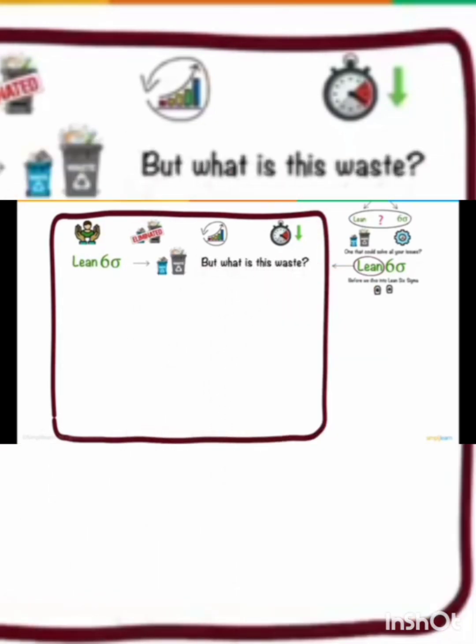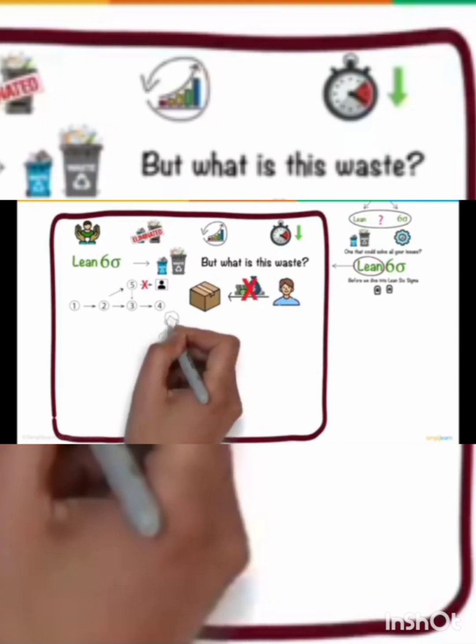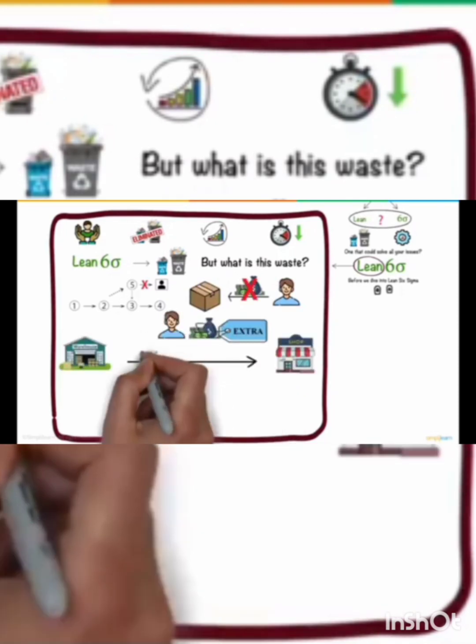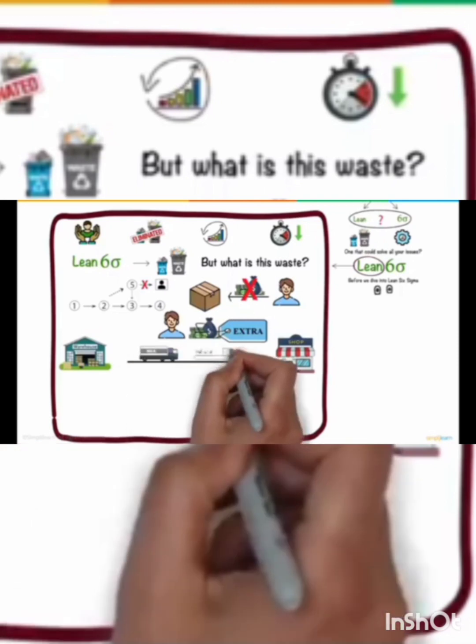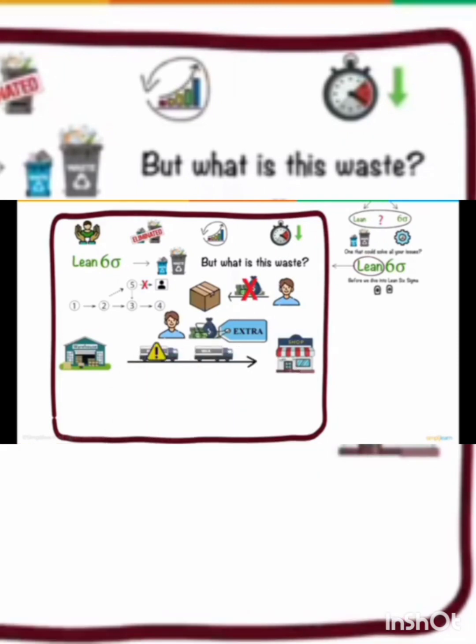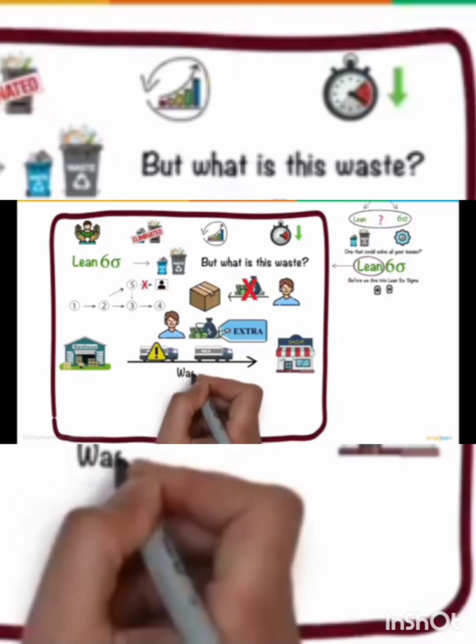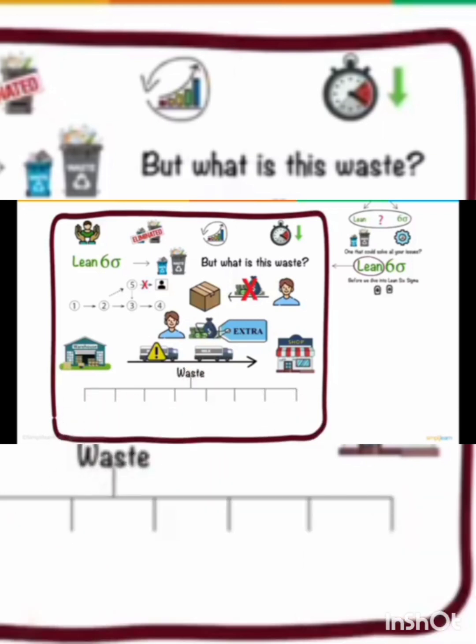Lean and Six Sigma are both able to handle waste. But what is this waste? Let's look at what waste actually means. Waste is any step or action in a process that the user does not gain any value from, that users wouldn't want to pay for.